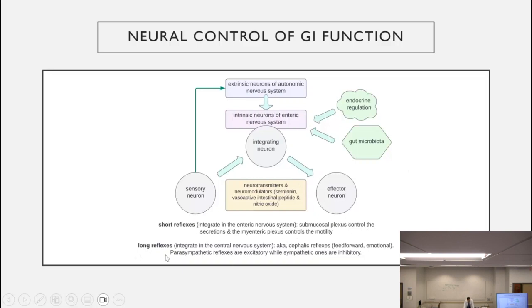And the long reflexes are those that integrate these functions in the central nervous system. These are reflexes that we call cephalic reflexes. And there are many factors that participate. Remember the feed-forward regulation for the production of different enzymes or hormones, in the case of insulin.